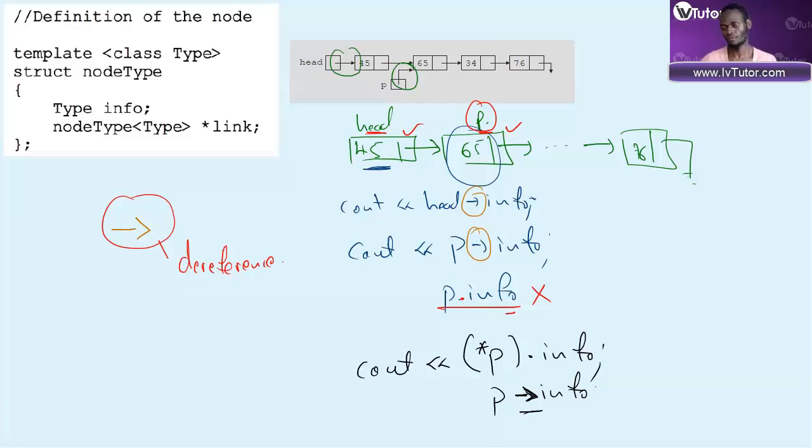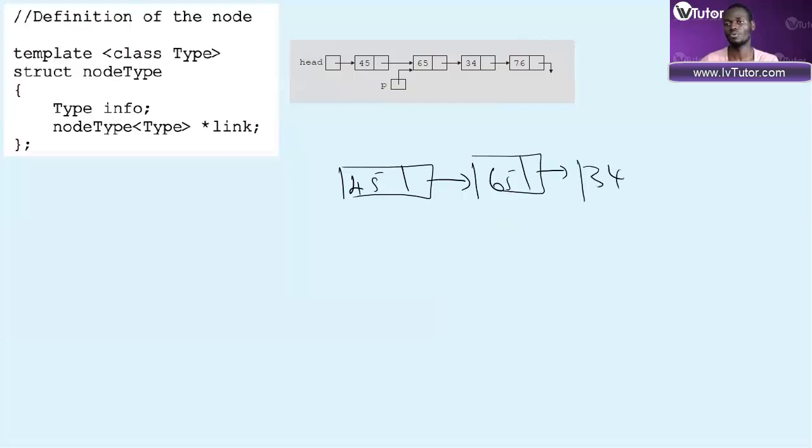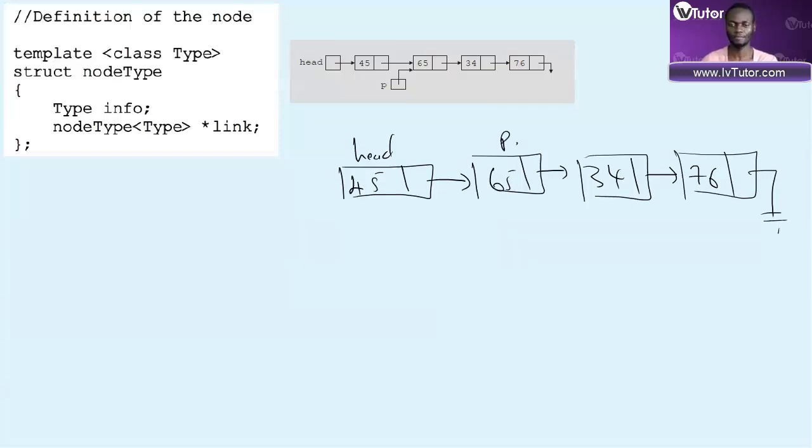Okay, so that's out of the way. The next thing that you have to understand here is how your links work. If I go back and look at this diagram here, let's quickly simplify it again. We said we've got our node 45, which is pointing at our node 65, which is pointing at our node 34, which is pointing at 76, like that. And this is pointing at nothing. We said this pointer head is here, p is here.